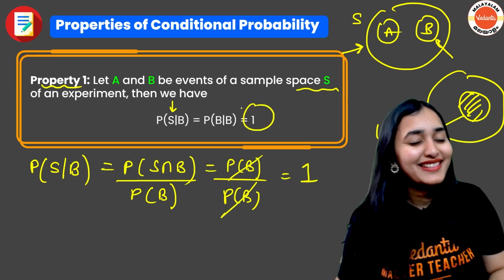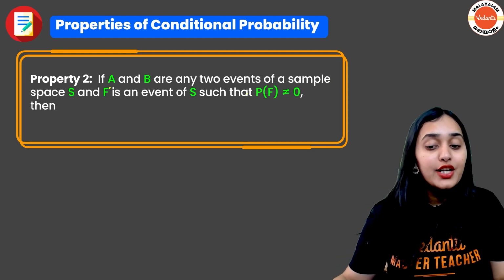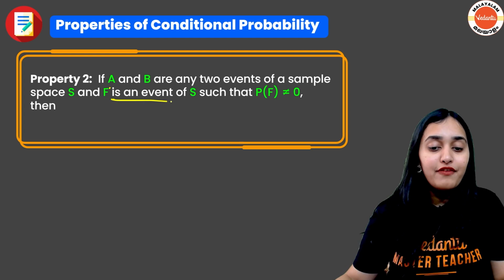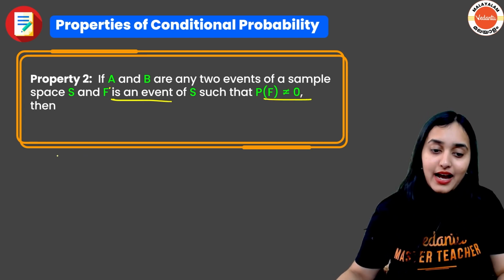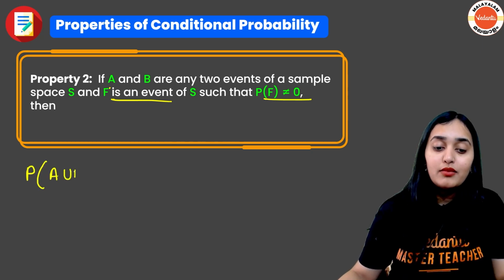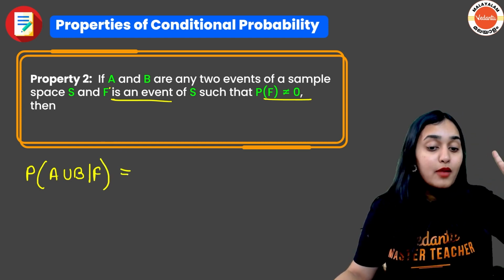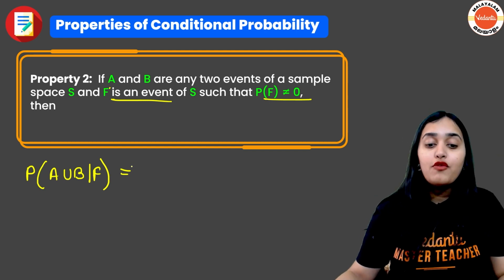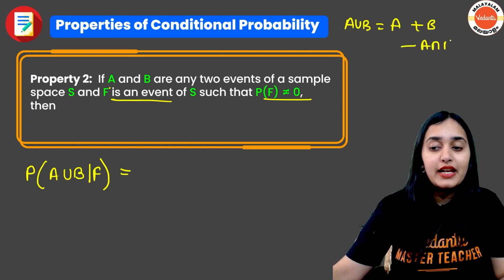Hence proved, right? Second property, an important property. If A and B are two events of a sample space and F is an event such that probability of F is not equal to 0, then we say that probability of A union B given F. We just wrote down the formula of A union B. Do you remember what was the formula of A union B? A union B is equal to probability of A plus probability of B minus probability of A intersection B.